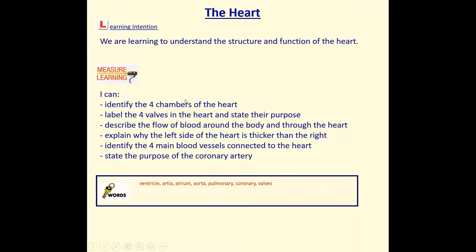So we're going to be looking at the chambers of the heart, the valves, the blood flow through the heart and around the body. And we're going to look at the differences between the two sides of the heart, the four main blood vessels that are connected to the heart, and then this special blood vessel called the coronary artery.